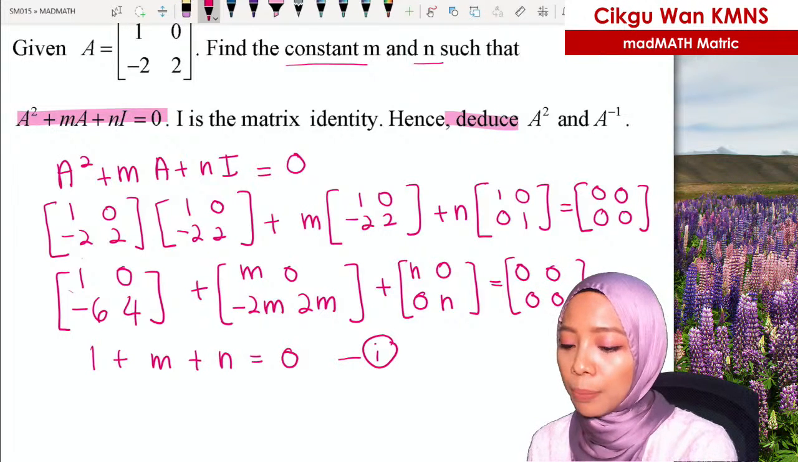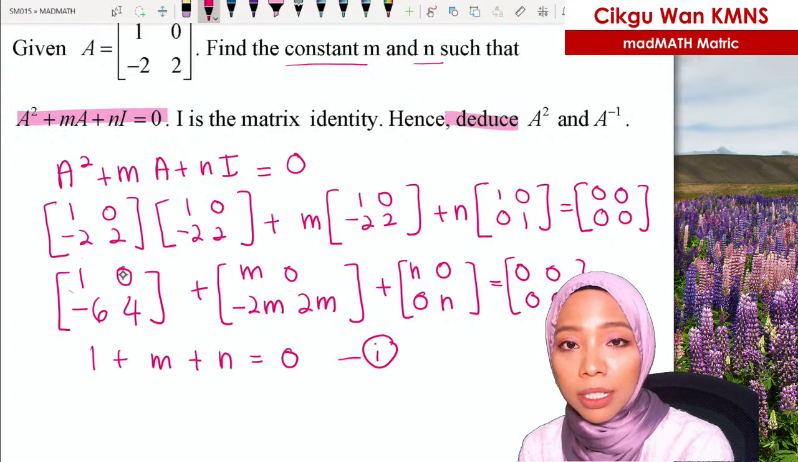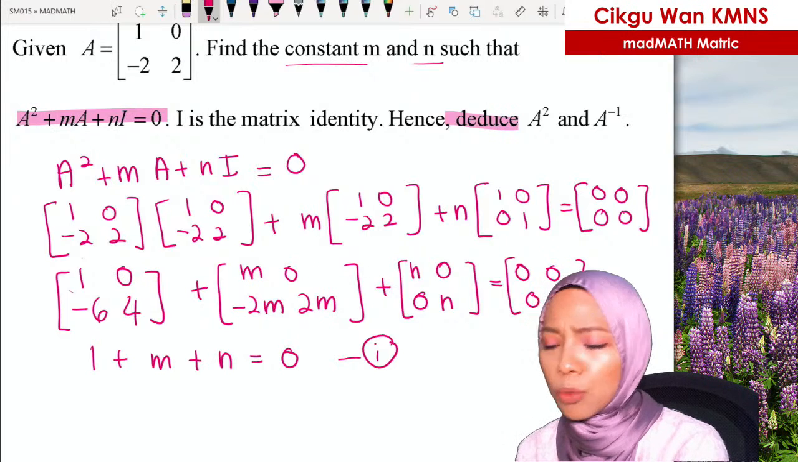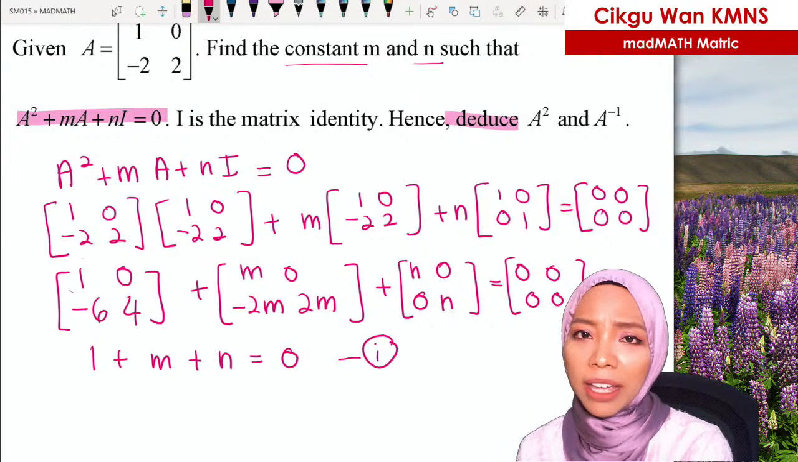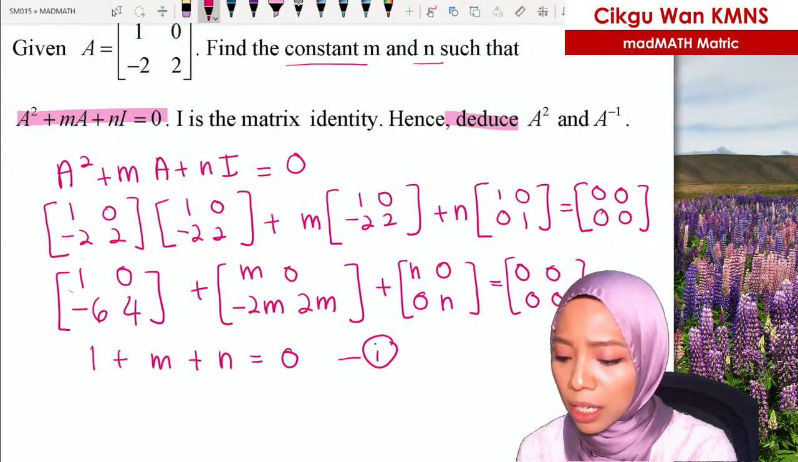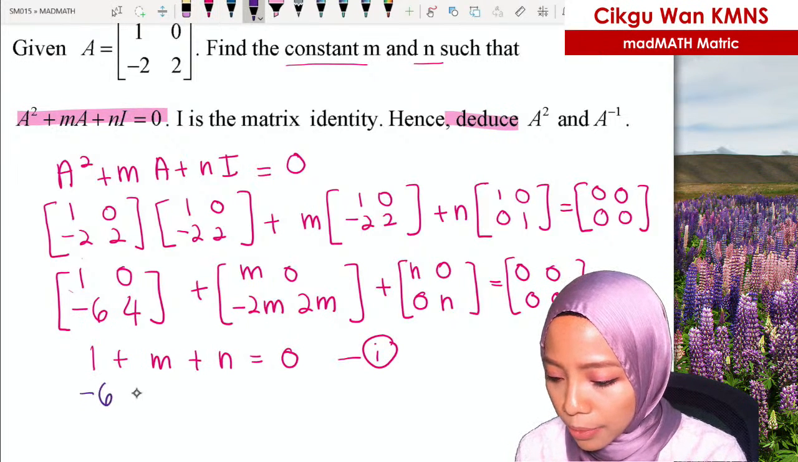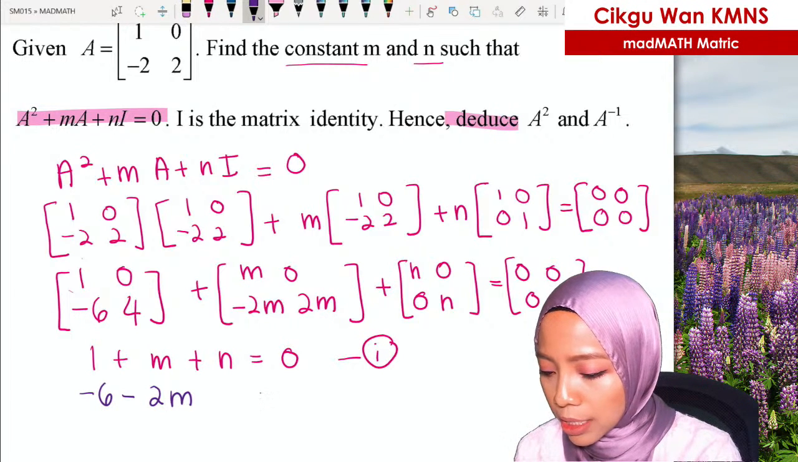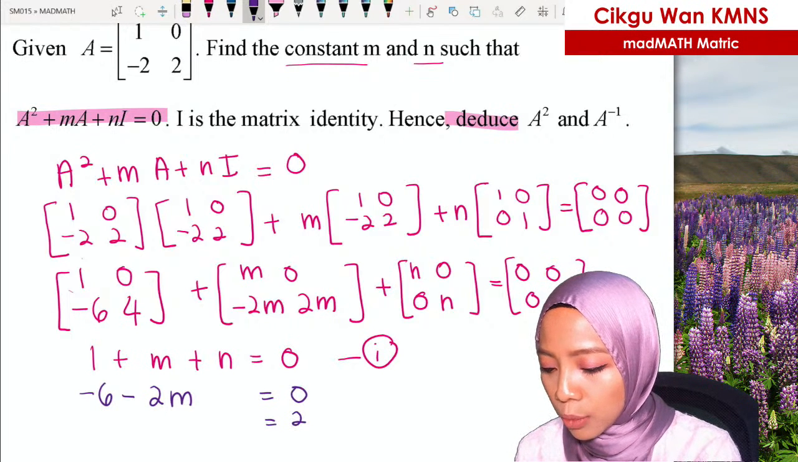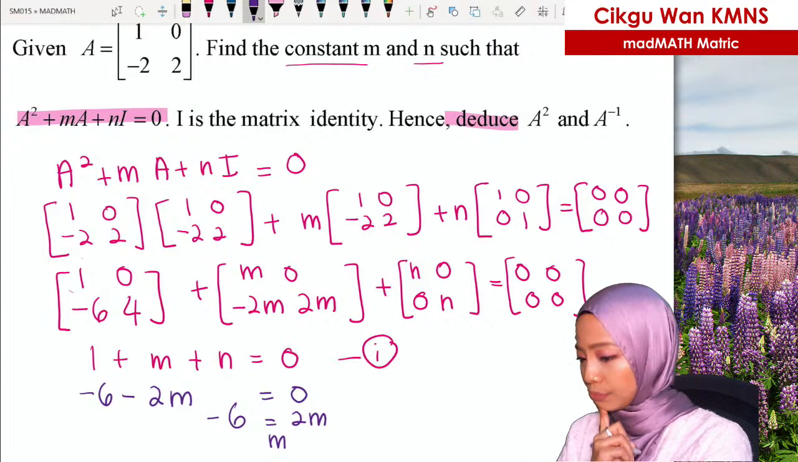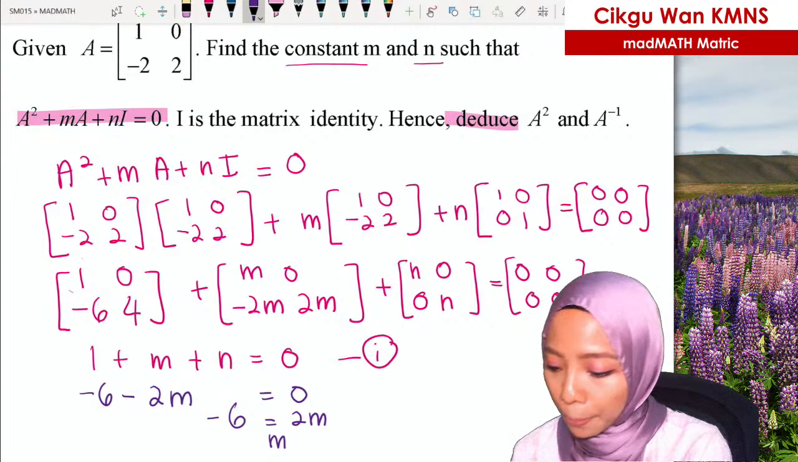Okay. And then apa lagi I dapat? Ni untuk the second one, 0 plus 0 plus 0 plus 0. I can't do anything with that information. So I proceed. Negative 6. Negative 6 minus 2m equals 0. So 2m equals to 6. Therefore, m equals to negative 3.